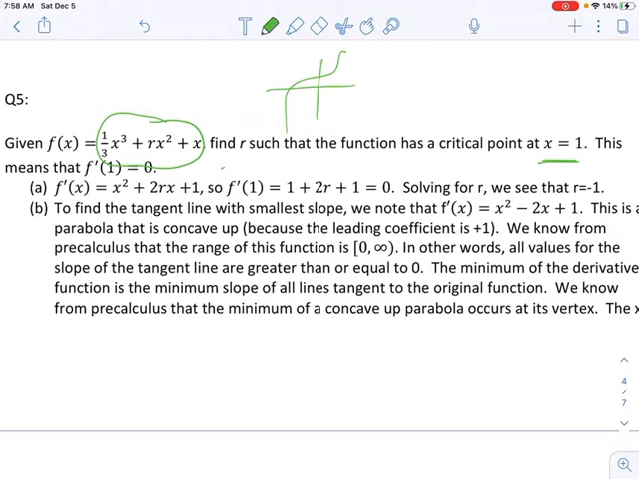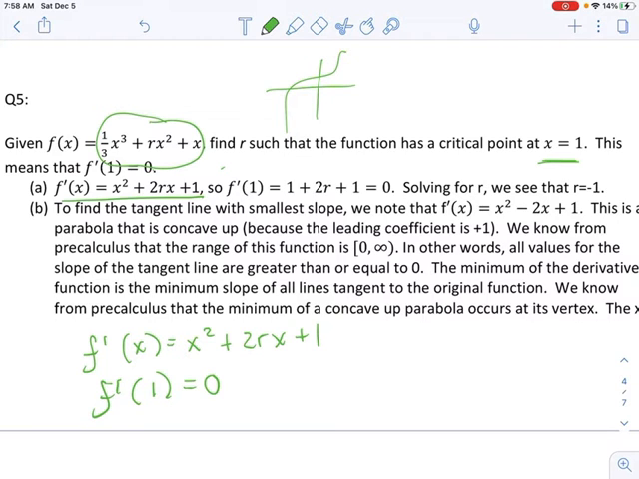That means where it's either going to have a point of inflection or a max or a min. This means that the derivative at 1 is equal to 0. So what we're going to do is set the first derivative equal to 0, right? So f prime of x is going to be equal to 3 times 1/3, which is x squared, plus 2rx plus 1. Now, we know that f prime of 1 is equal to 0.